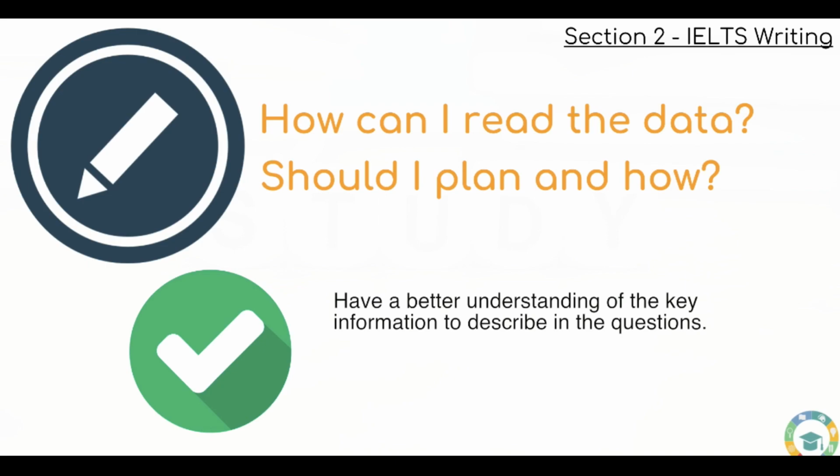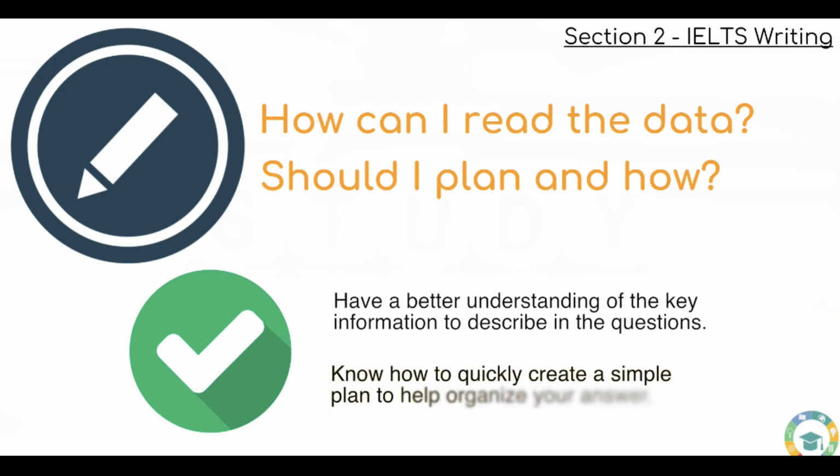Understanding of which key information and data to discuss in your answer. You will also understand how to create a very quick plan to help you write a well-structured and well-developed answer. Again, please make sure you review the lesson notes at the end of this lesson, and if you have any questions, please use the Q&A feature of this course.